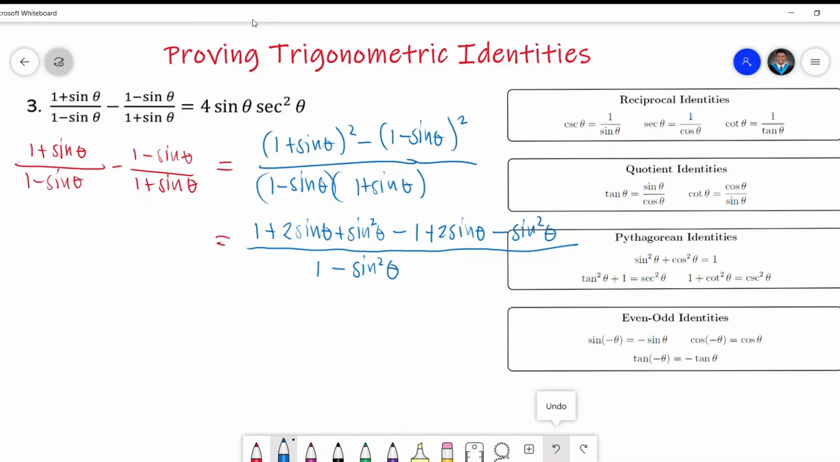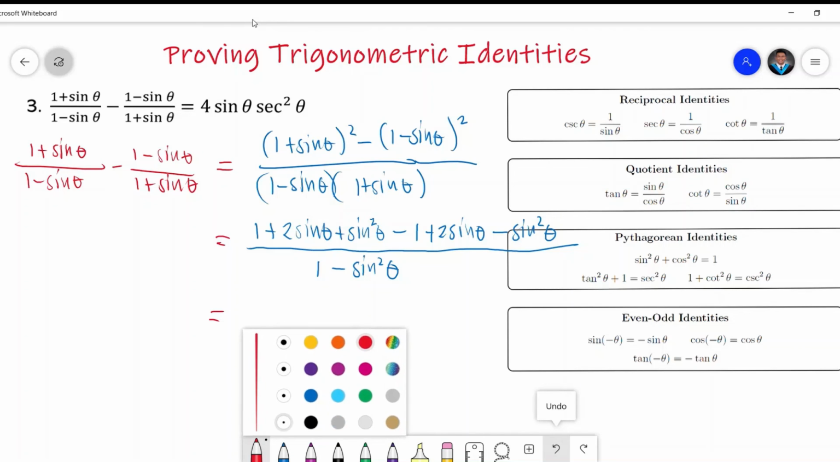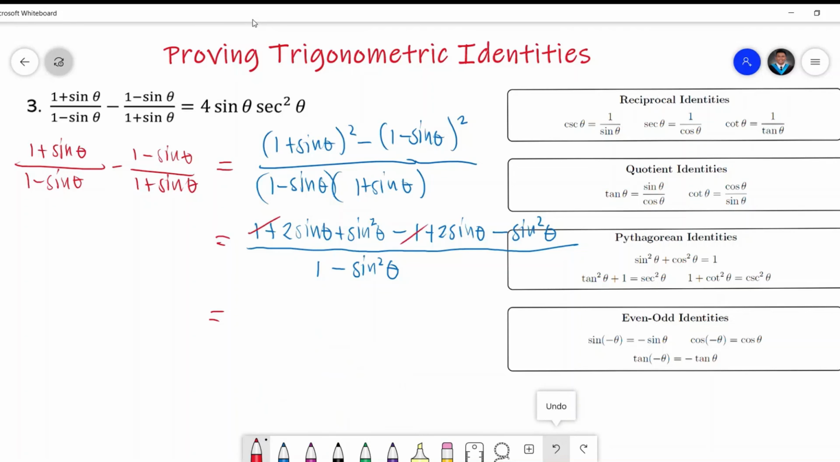Okay, so let's simplify this one further. As you can see, here in our numerator, some terms cancel out. The 1 is cancelled out, and also sine square is cancelled out. So that will leave us with 2 sine theta plus 2 sine theta, which gives us 4 sine theta. Then over 1 minus sine square theta, this is a Pythagorean identity, which is equivalent to cosine square theta.